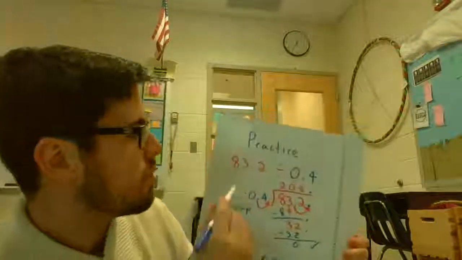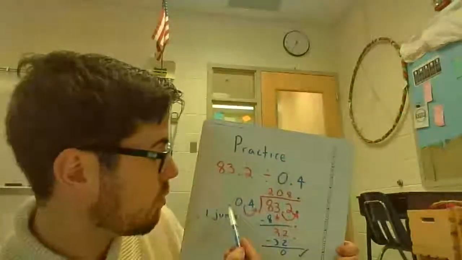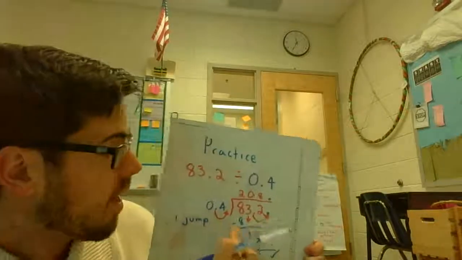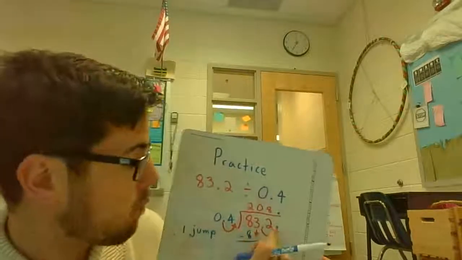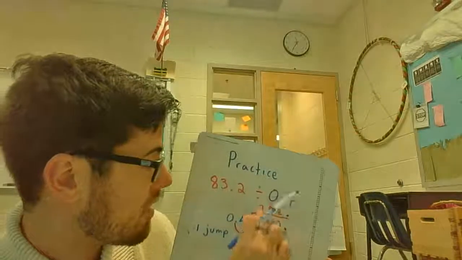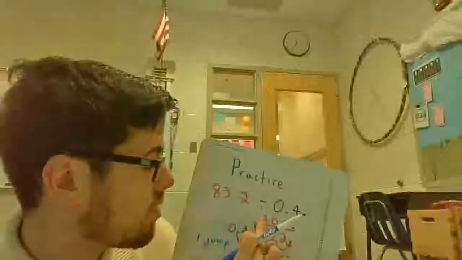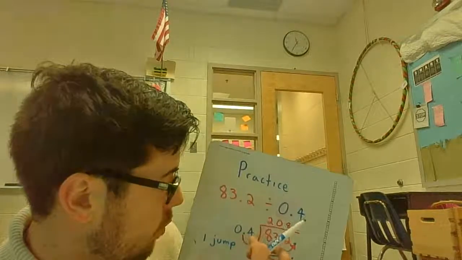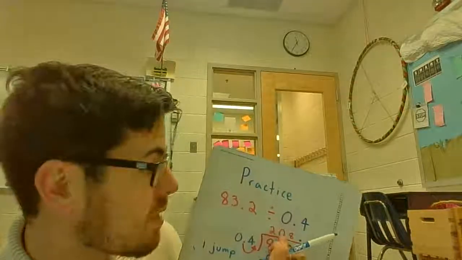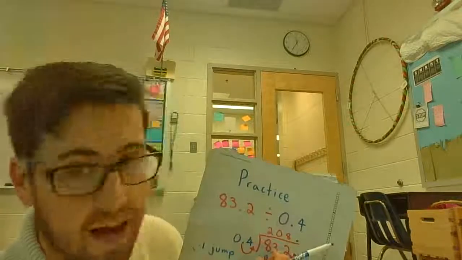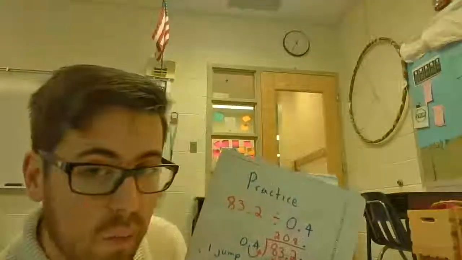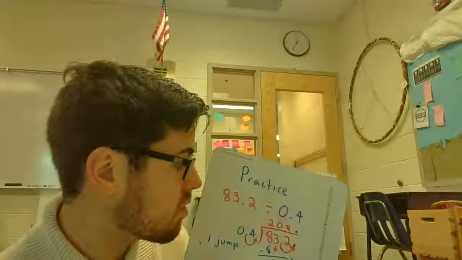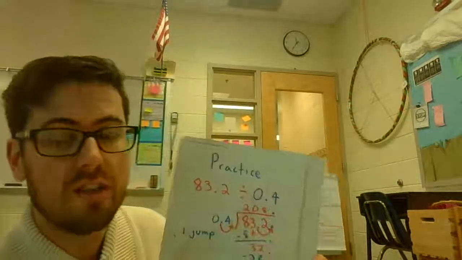So for the first one, when you divided 83.2 by 0.4, that was one jump. Our divisor is going to jump over by 1. Our dividend will also jump over by 1. And then it will go into that 2 times, because 8 divided by 4 is 2. We bring down our 3. Now 4 will not go into 3. So we're going to need to put a 0 there because 4 will not go into 3. However, 4 does go into 32 8 times. So we do 4 times 8 is 32. There's 0 left over. So our solution is 208.